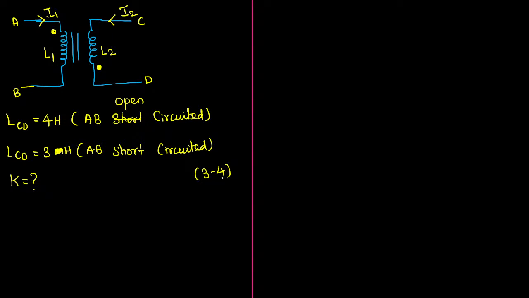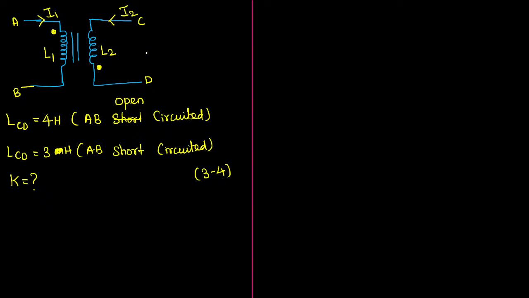It is clearly given, I am repeating one more time, that A, B, C, D, there are 4 terminals for the 2-port network. Out of that, they are short circuiting the AB and open circuiting the AB. During the process, they are trying to calculate the total equivalent inductance across CD. So they are obtaining something, and that value is clearly given, that equivalent inductance first case is 4 Henry, second case is 3 Henry. With these clues, kindly estimate the value of K.